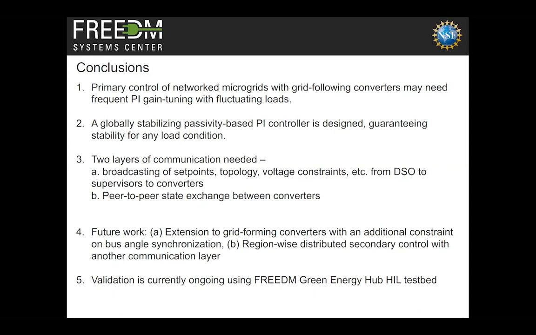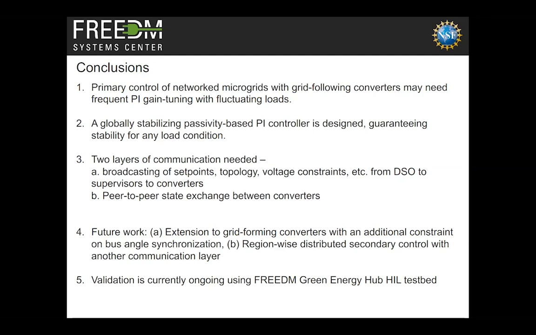Conclusions: primary control of network microgrids with grid following converters so far. If you want to add the grid forming component on top of this, then you have an additional constraint on angle and frequency synchronization at the individual inverter buses, on top of those LMIs which I showed. What we proposed is a globally stabilizing passivity-based PI controller, which does not need any PID controller tuning as operating conditions or load conditions change.